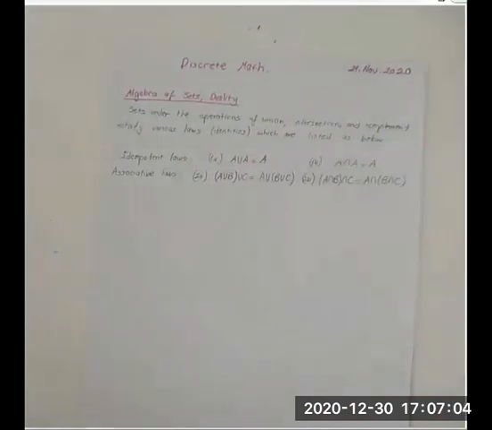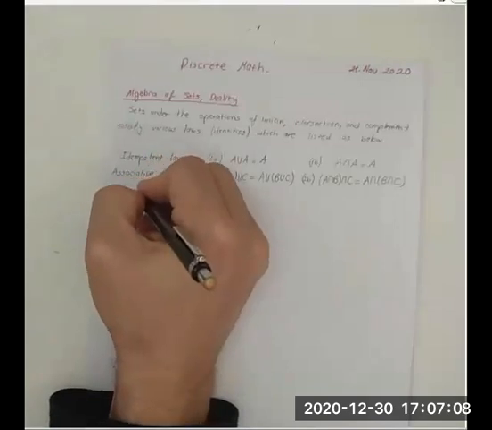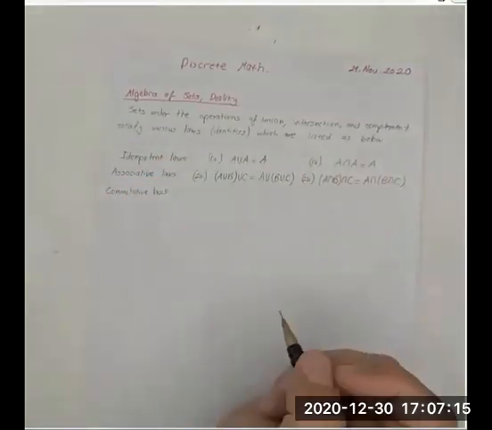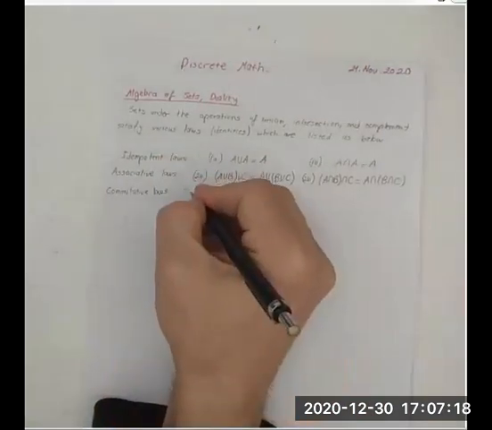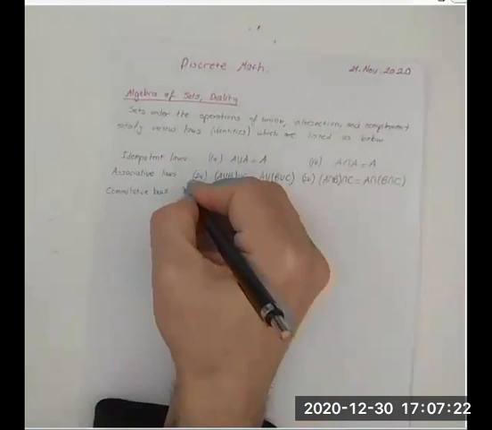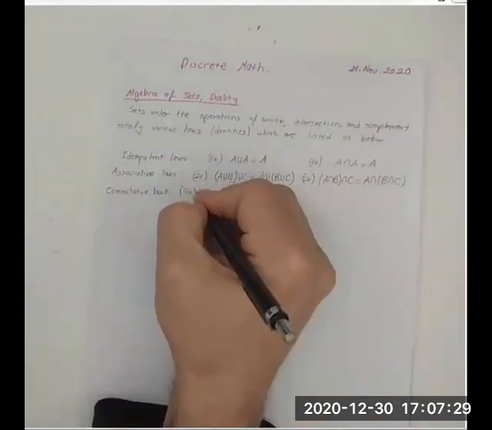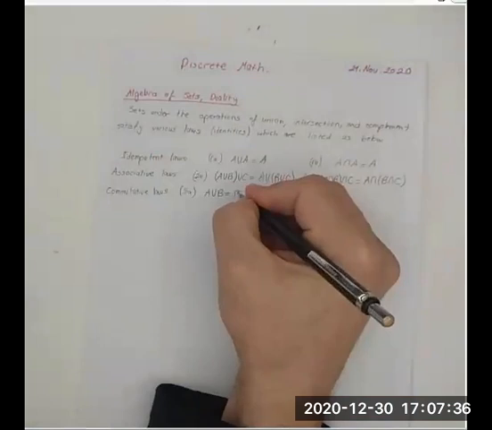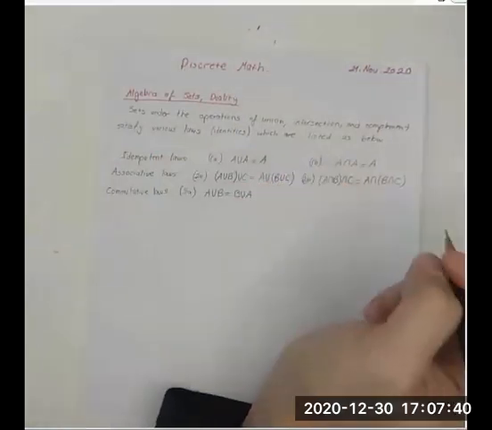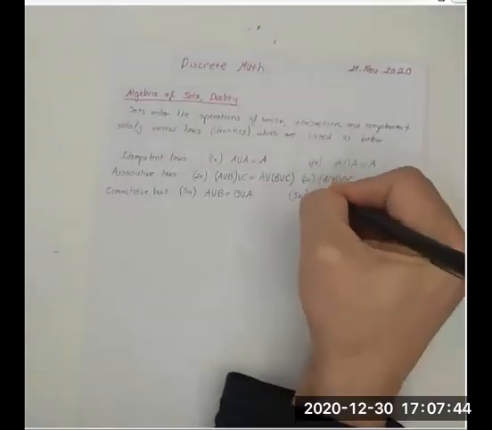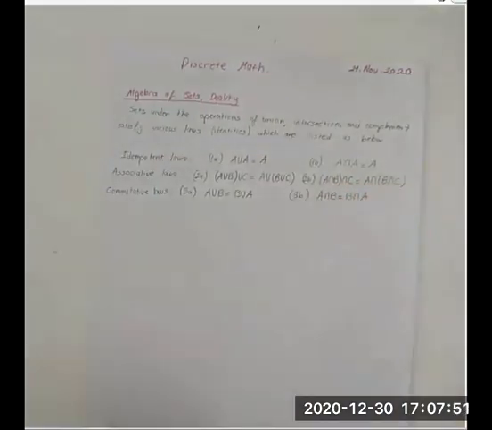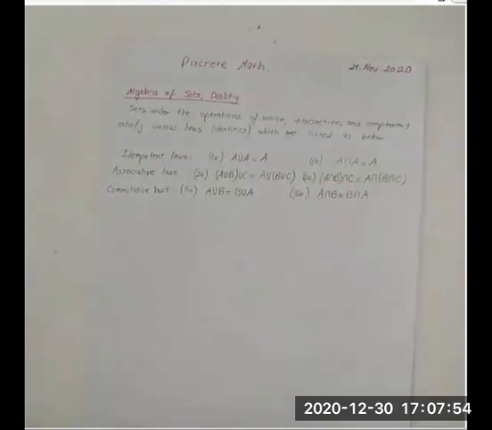And commutative laws. Already we saw some part of the properties, and there are the commutative laws as 3A: A union B is equal to B union A. Of course, we can say for 3B, A intersect B is equal to B intersect A. This is like duality of union and intersection operation on sets.